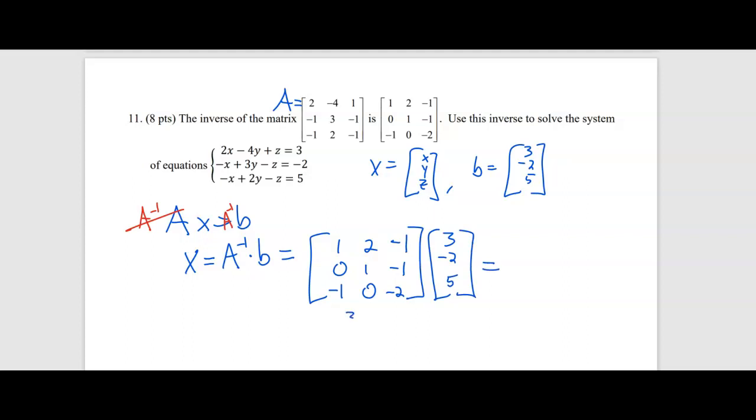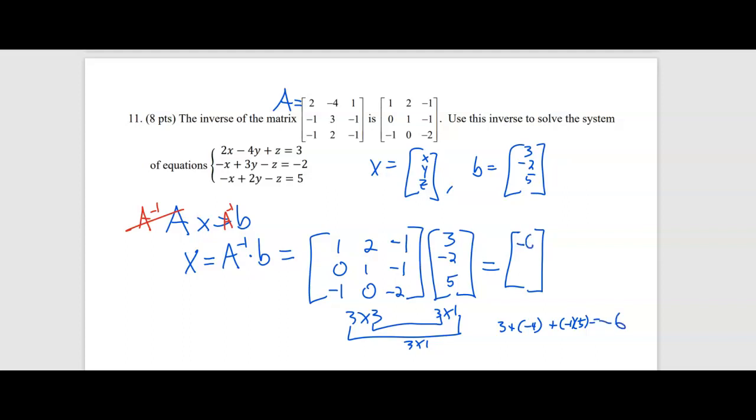and this is a 3 by 3, and this is a 3 by 1, so it is possible, and the answer is a 3 by 1, which is good because that's what the X solution is. First times the first is 3 plus. Second times the second is negative 4. Third times the third plus negative 1 times 5. We have 3 minus 4, that's negative 1, minus 5 is negative 6.